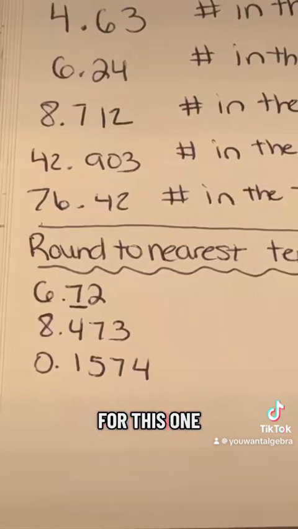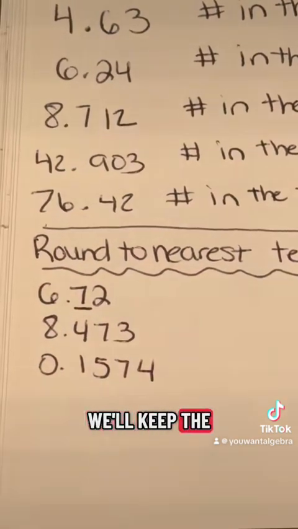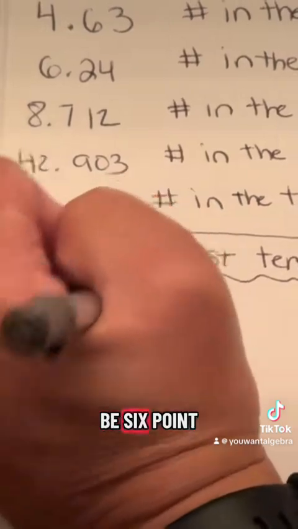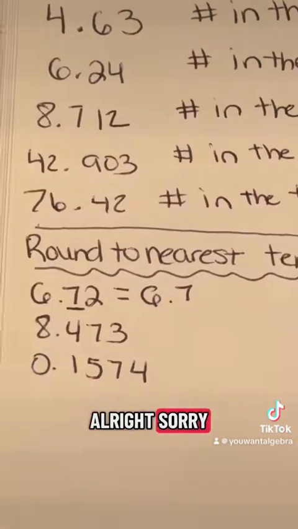So my number for this one is just going to be, the 2 is going to go away, and we'll keep the 7 just the way it is. So it's going to be 6.7. All right, sorry, had to do it.